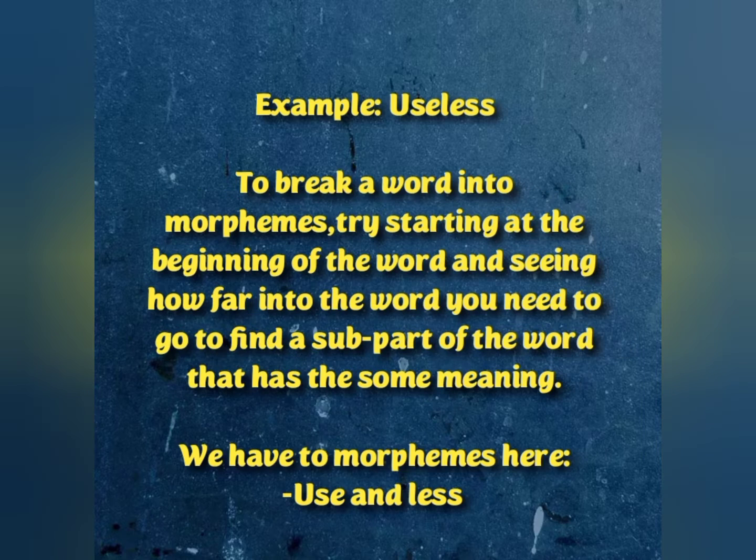So, we have given an example here, which is the word useless. To break a word into morphemes, try starting at the beginning of the word and seeing how far into the word you need to go to find a subpart of the word that has the same meaning. For example, in the word useless, we have two morphemes here, the word use and the word less. Use means the action of using something or the state of being used for some purpose. The word less means to a smaller extent or not so much.